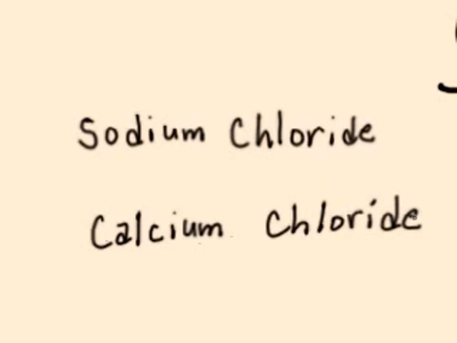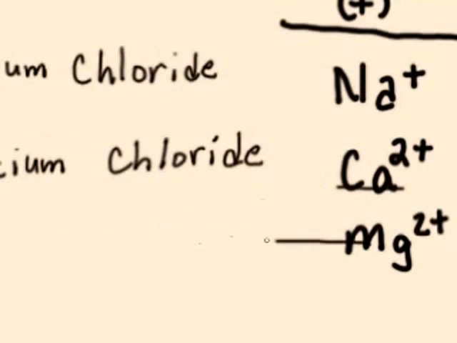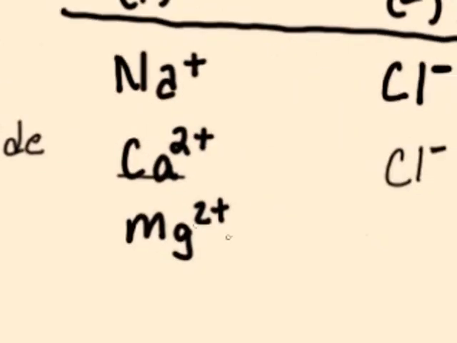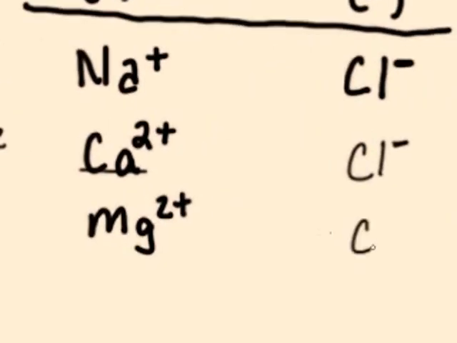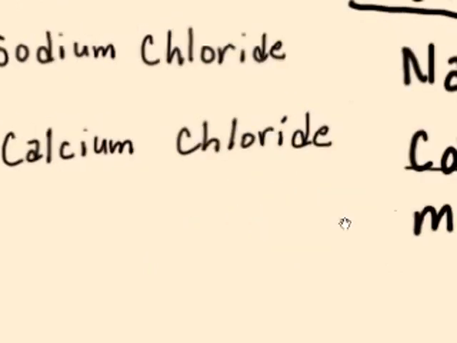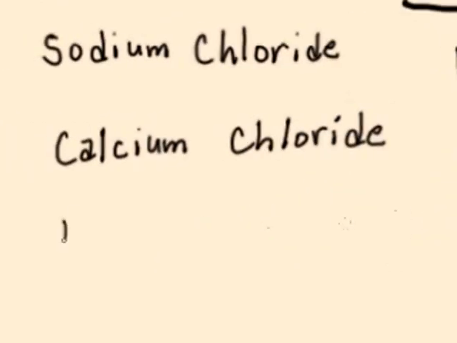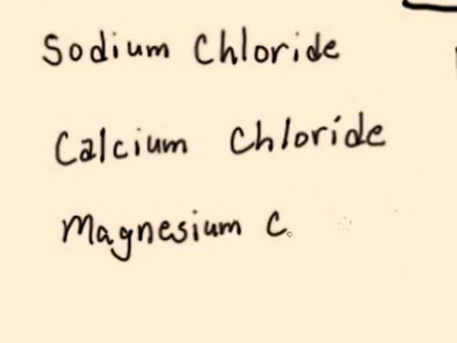If you have the magnesium cation, and again the chloride anion, we call the salt magnesium chloride. Let's do one more here.